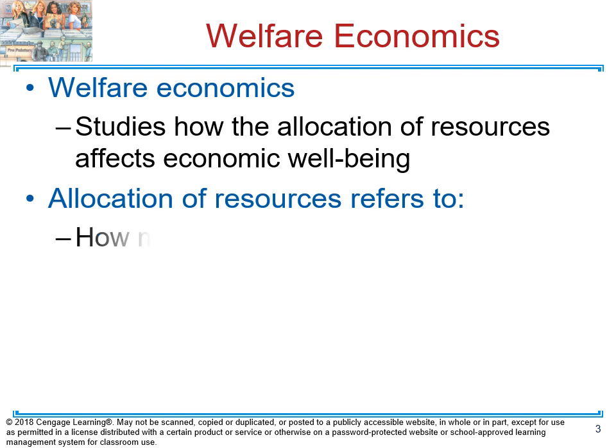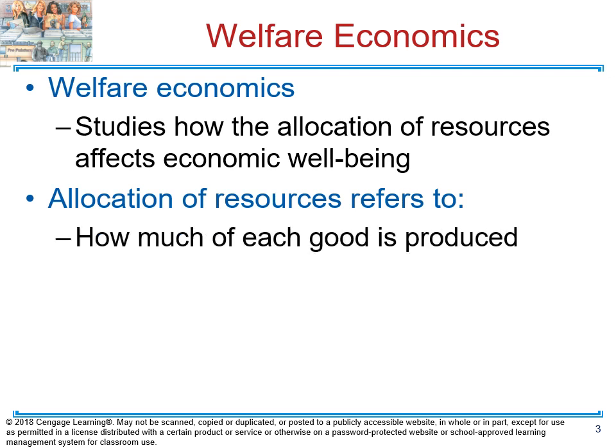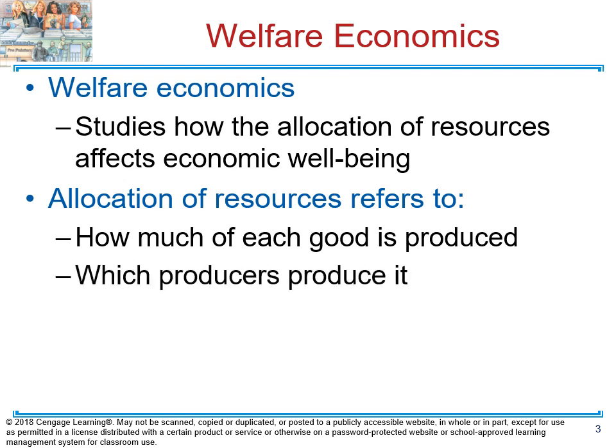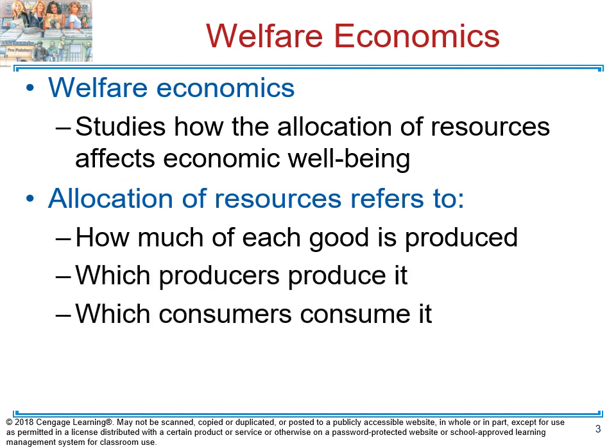And what do we mean by allocation of resources? Well, how much of each good is produced, which producers produce it, and which consumers consume it. It's too early to give answers to those questions, but we're going to learn some interesting facts about which producers produce it, which consumers consume it. To get the idea going, I'm going to present a movie clip.